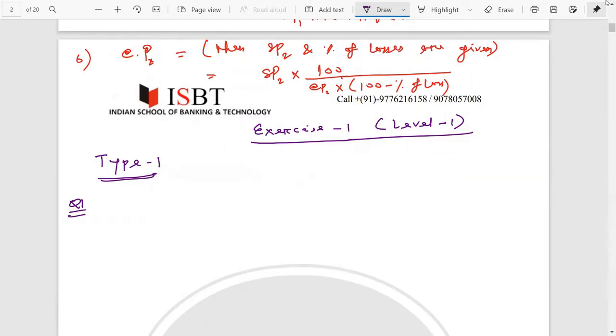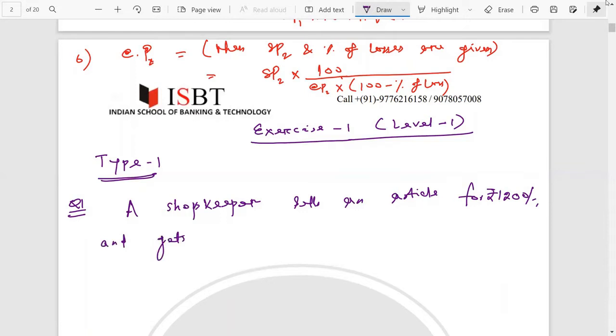Okay, suppose a shopkeeper sells an article for 1200 rupees, and gets a profit of 25%. Selling at 1200 rupees, he gets profit 25%.